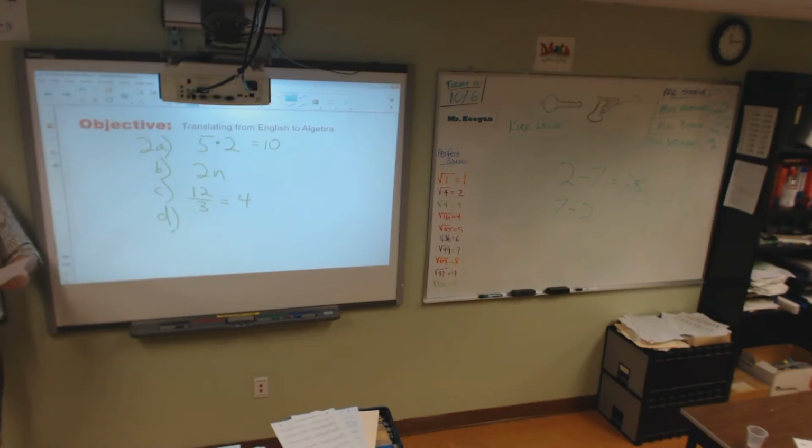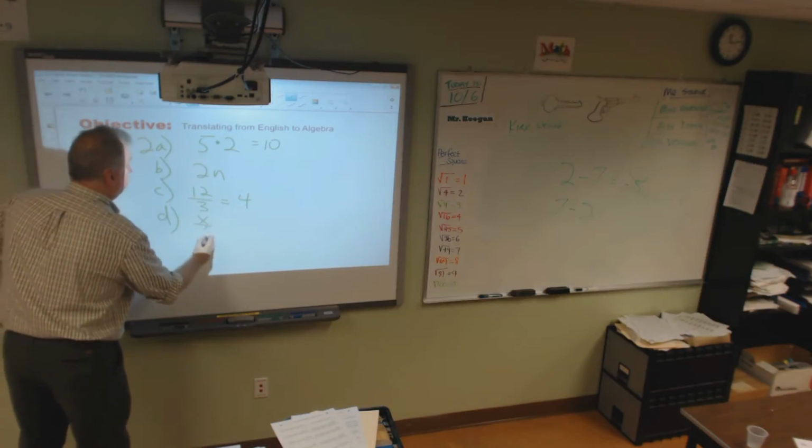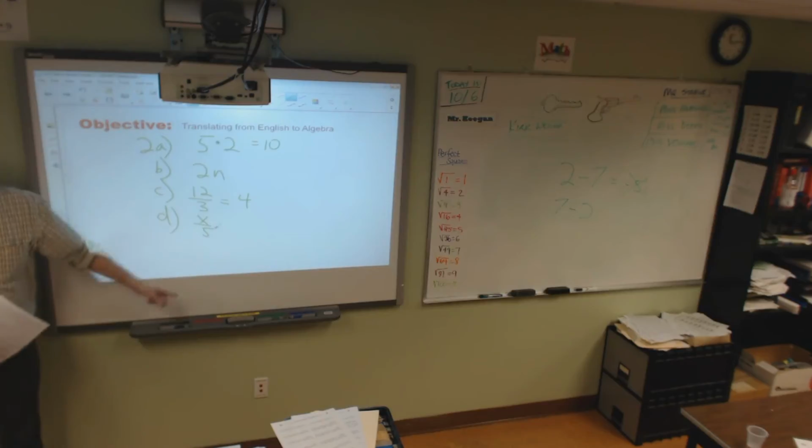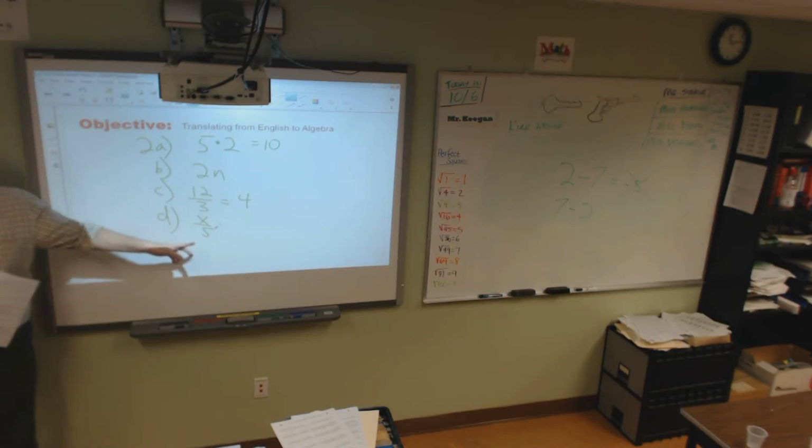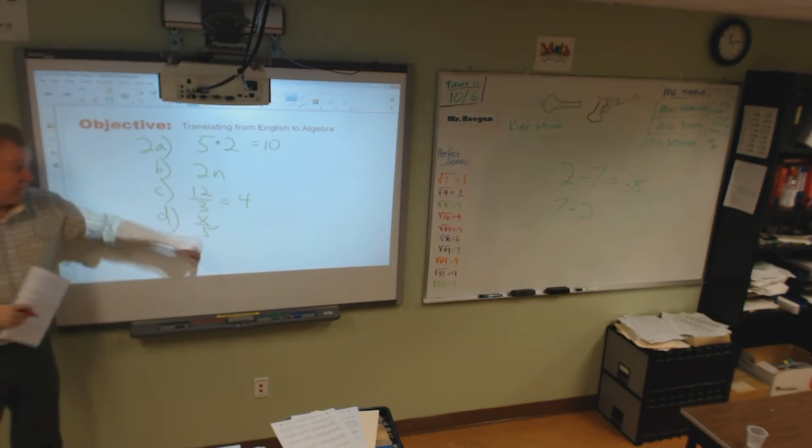If x represents a number, write an expression for the ratio of x to 5. X divided by 5. Yeah, good. X divided by 5. Can I put equals something there? Can I say what this is equal to? No, because we've got a variable, right?